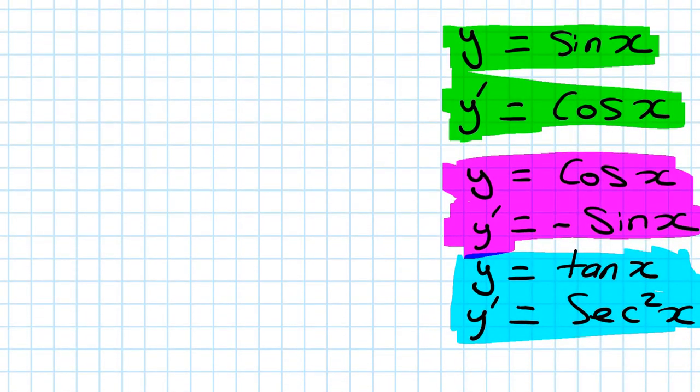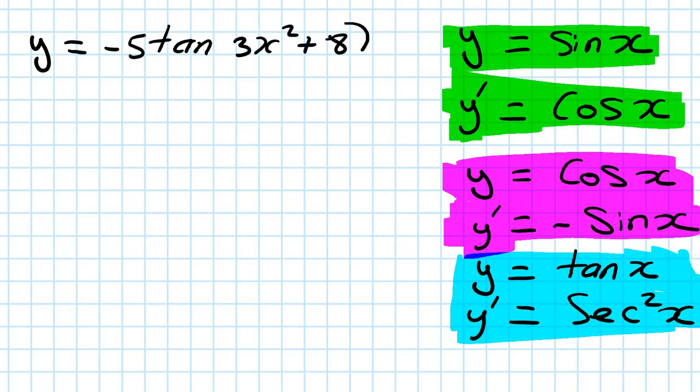Now, let's say y is equal to minus 5 tan of 3x squared plus 8. Now remember power, angle, trig. We differentiate the power, then we differentiate the angle, then we differentiate the trig. At the moment, no power, so we ignore. So we just do this first, just normal differentiation.